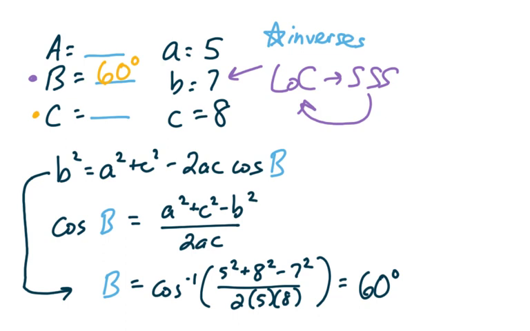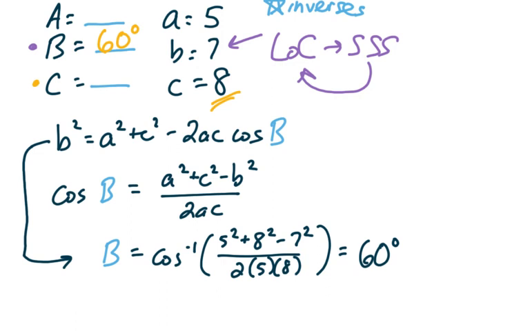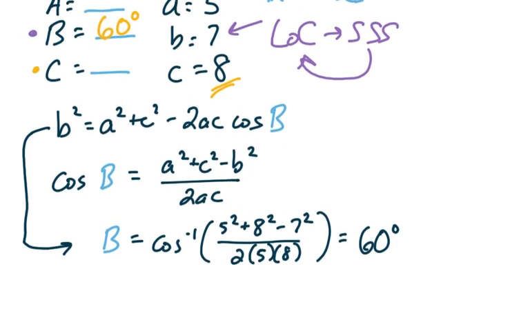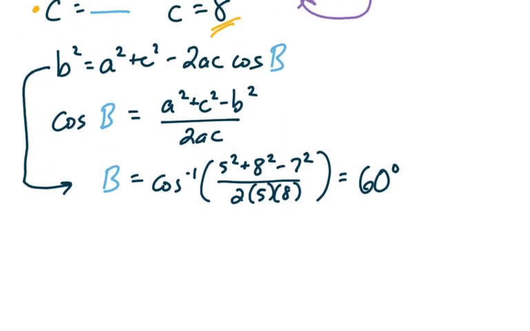Let's pick another angle. I'll go for angle C this time, and we'll do the same idea. We can use the formula that starts with side C. Actually, let me go through one whole set of the law of cosines without using the shortcut. I'll do it the long way in case you still like the long way and don't want to memorize a new formula, because I hear ya. I'm solving for angle C, so I'm going to use the formula that starts with C squared.